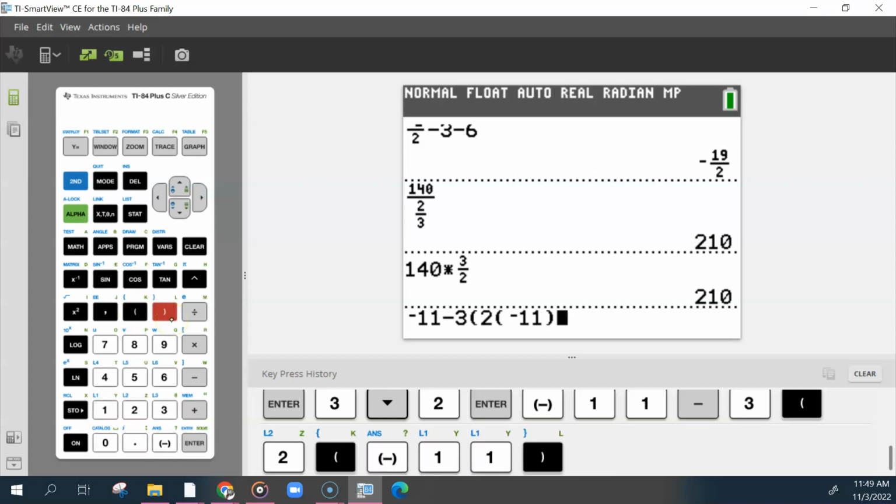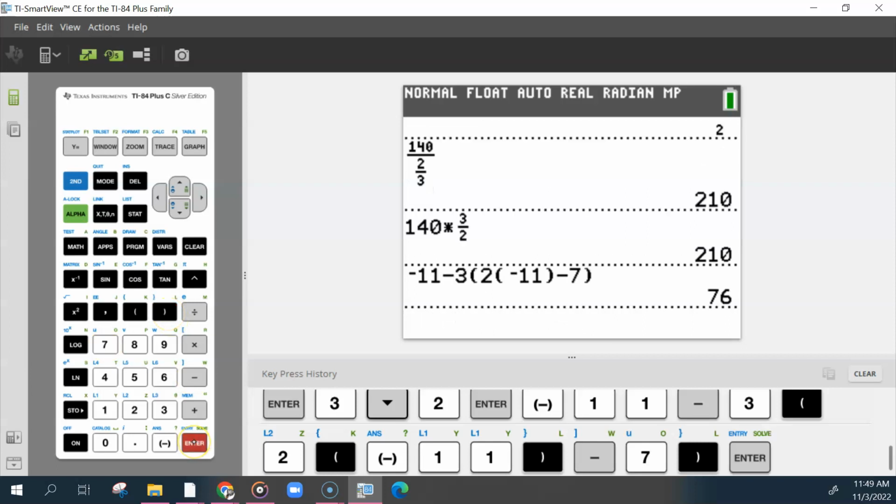11 minus 7. Okay, so when I put negative 11 in, I see that I get 76, which is what it equaled, so this is a true statement.